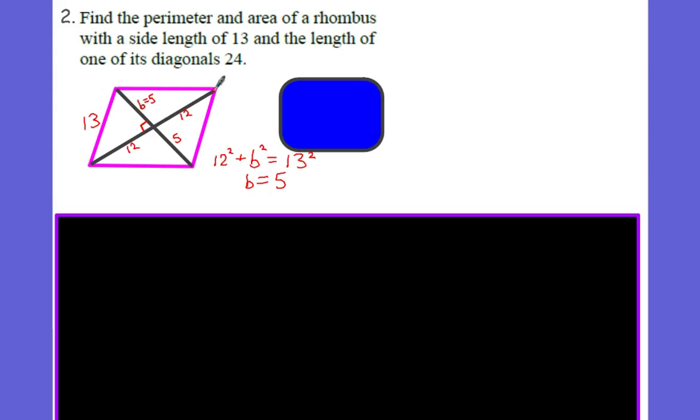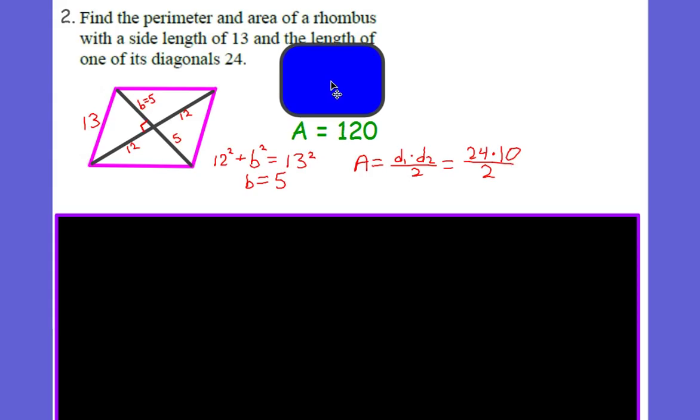So now we know diagonal 1 and diagonal 2. Let's go ahead and write our area formula: area equals d1 times d2 all over 2. Fill in everything now. One of my diagonal lengths is 24, times, of course, this one is now 10, all divided by 2. Go ahead and do that math. We get our area equals 120 square units. Of course, they didn't give us units.